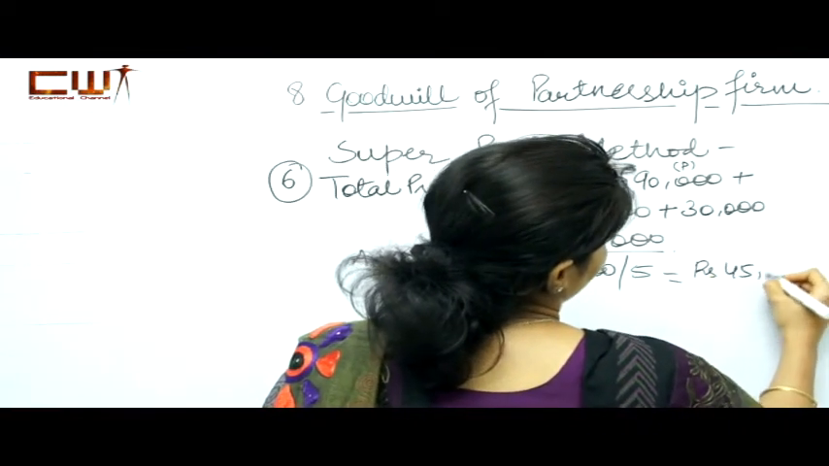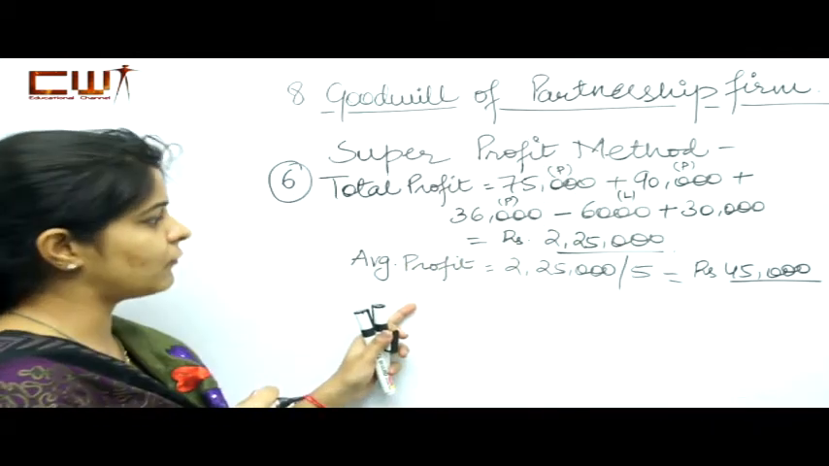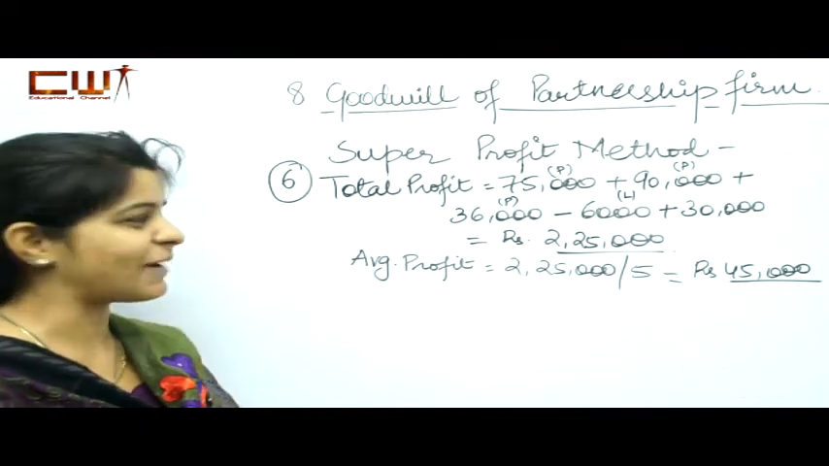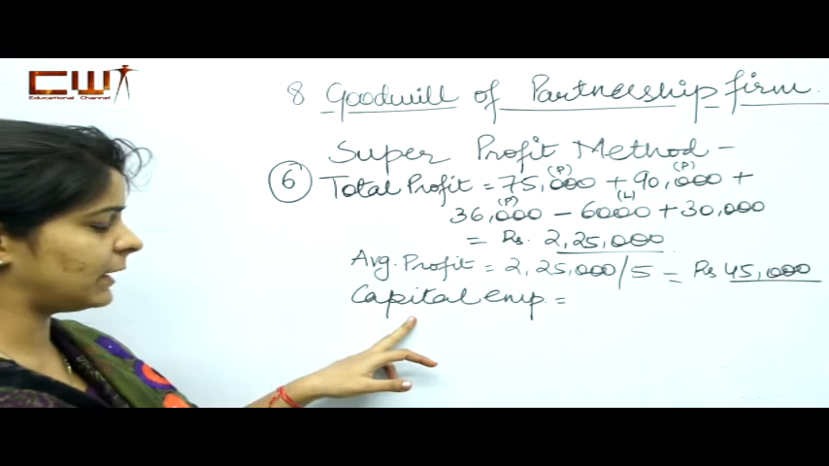Rupees 45,000. This is the average profit of the company. Next step will be finding out the capital employed. So there are two partners given to you. We have to find out the capital employed.